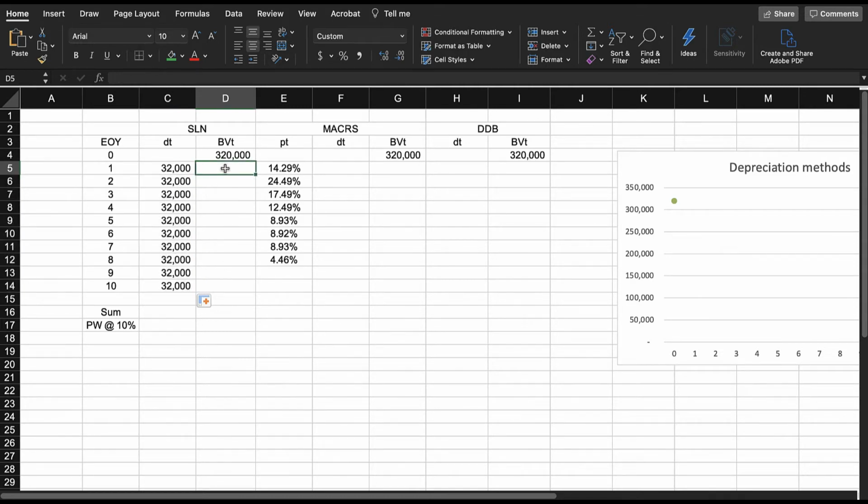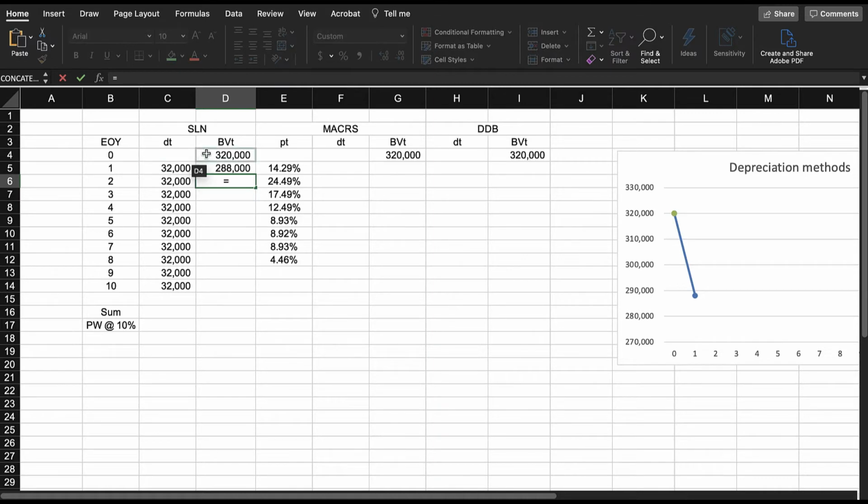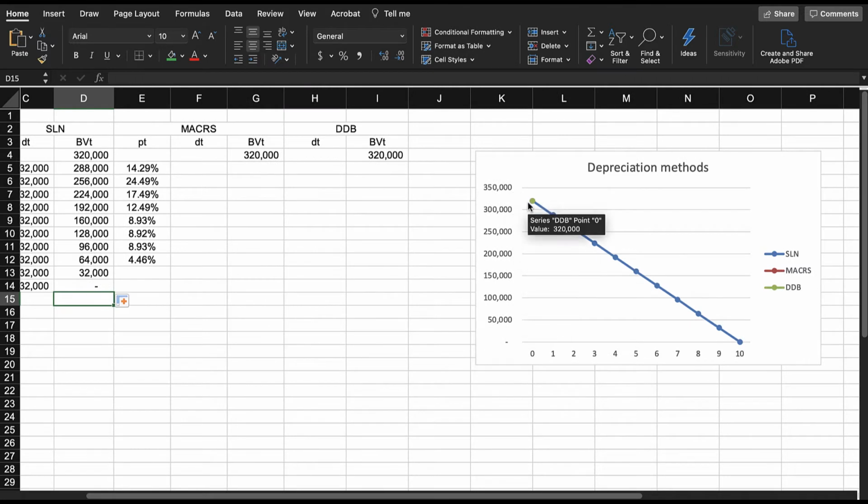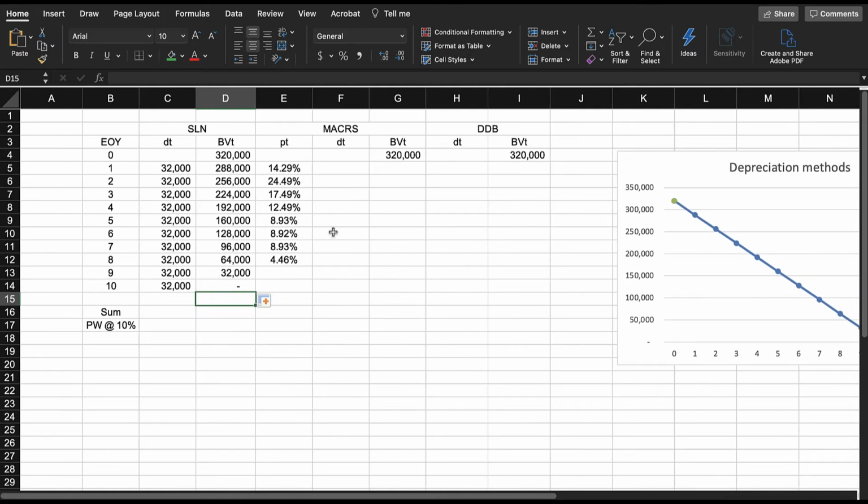And the book value at the end of each year is the book value of the previous year minus the deduction of the current year. And you repeat that every year. In fact, you can copy down that calculation as well. And as you can see in this graph, the straight line depreciation, as we expected, is depreciating the asset from $320,000 to 0 over 10 years with equal amounts of depreciation.